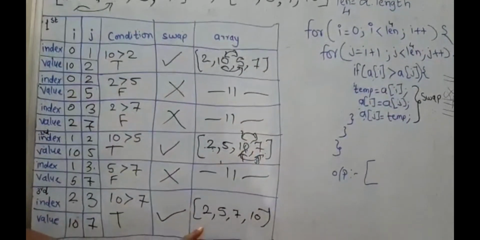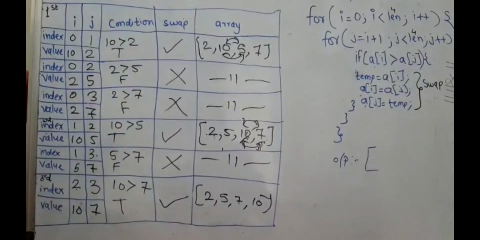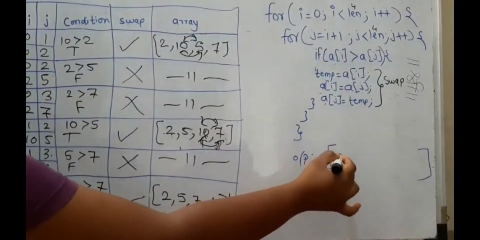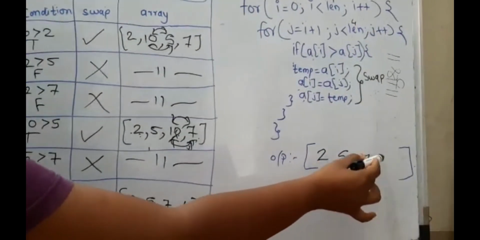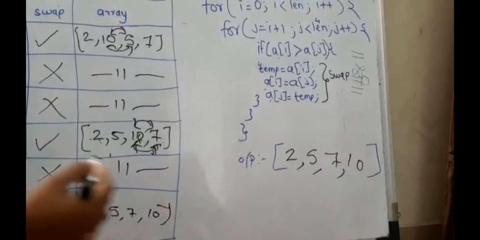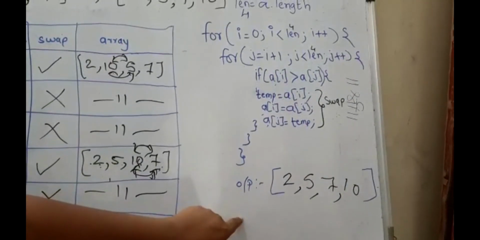So this is our final output, that is 2, 5, 7, 10. This is our ascending sorted array.